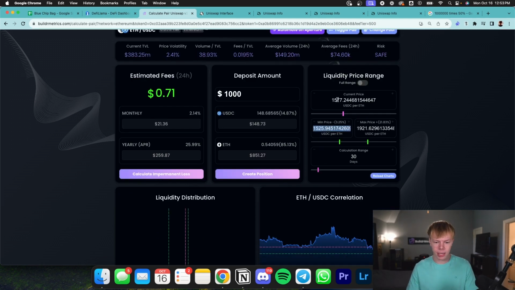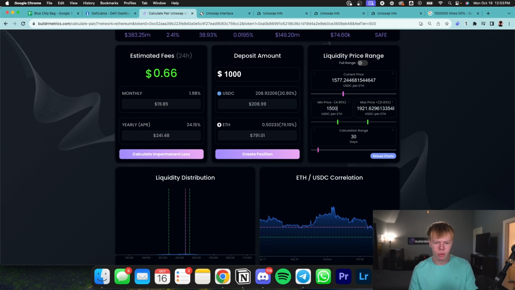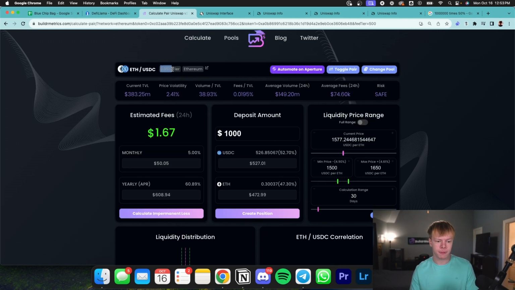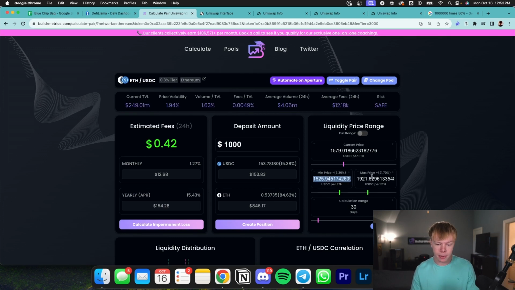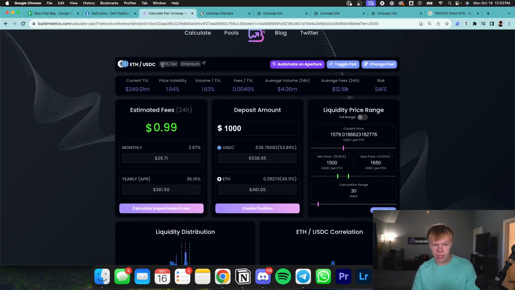Let's just assume the current price of Ethereum is $1,577. We have a min price of $1,500 and a max price of, let's just say, $1,650. Something like that. Our estimated return on the 0.05% fee tier is 60% APR, which is really nice. We go ahead and select the 0.3% fee tier, and we'll enter the same range. We're going to have a different APR, with our min price being $1,500 and our max price being $1,650. You can see on the 0.3% fee tier, we have a much lower APR at 36%.